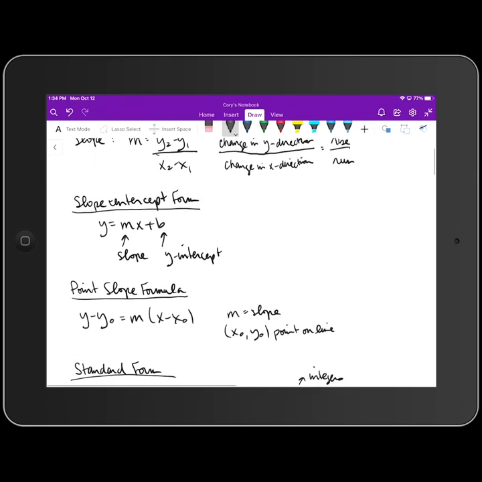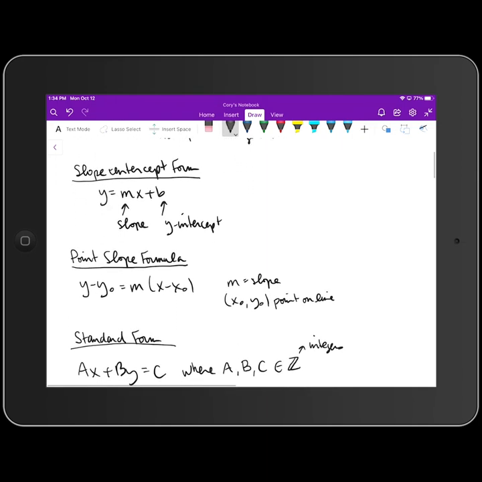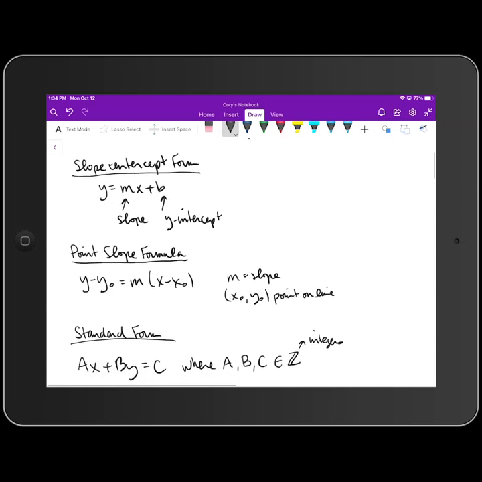Okay, so there are 3 equations for lines that you need to know. Probably the one you're most familiar with is the slope-intercept form. An equation in slope-intercept form is in the form y is equal to mx plus b, where m indicates slope and the b value is the y-intercept.